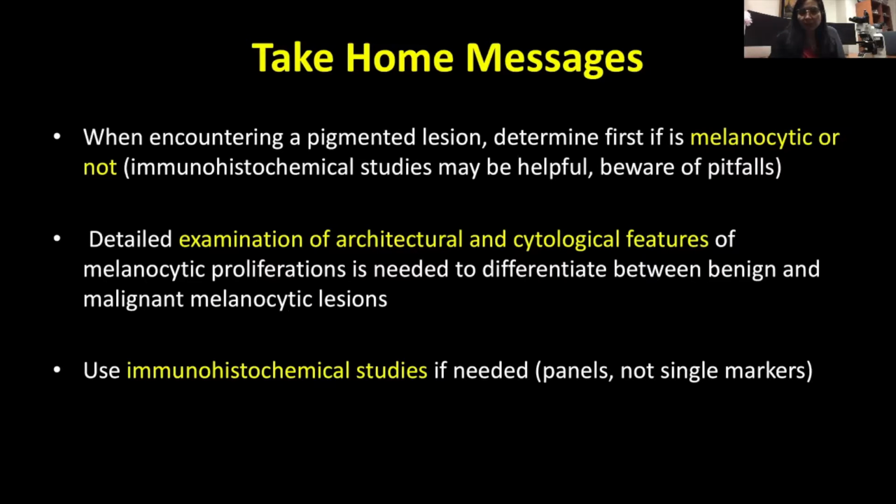When you encounter a pigmented lesion, determine first if it is melanocytic or not. If needed, please do the immunostudy. It can be helpful, but be careful about the pitfalls that I already highlighted. And detailed examination of architectural and cytologic features of the melanocytic proliferation is needed to differentiate benign versus malignant. If you see borderline cases that show both histologic features of benign and malignant, you can perform immunohistochemical studies, but usually do a panel of more than one marker because a single marker is not always specific, okay? And of course, if you still see a borderline lesion showing not only overlapping histologic features but also overlapping immunohistochemical features, you can go for molecular studies such as FISH.